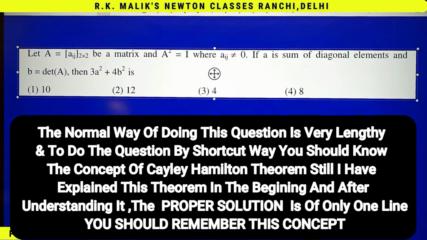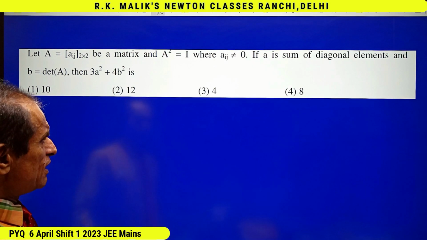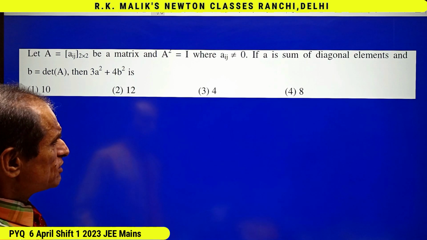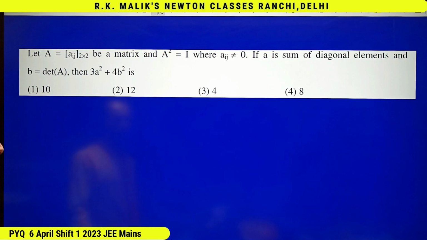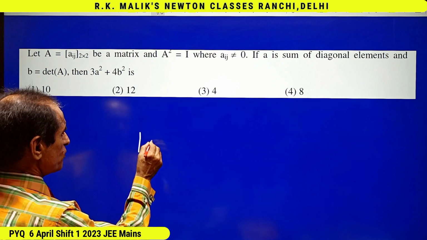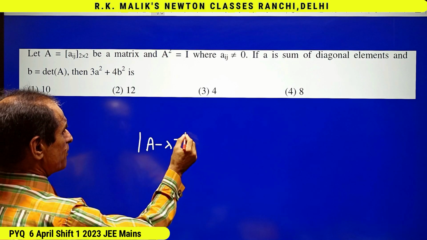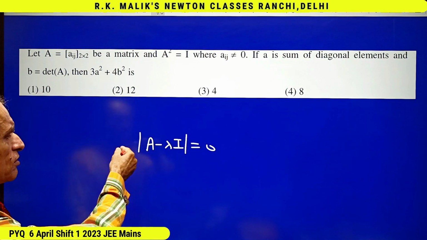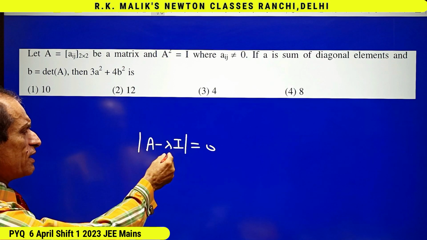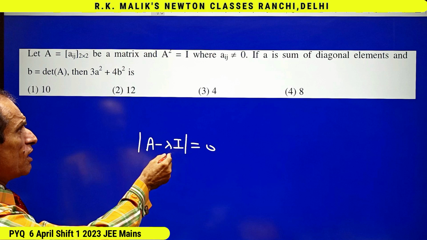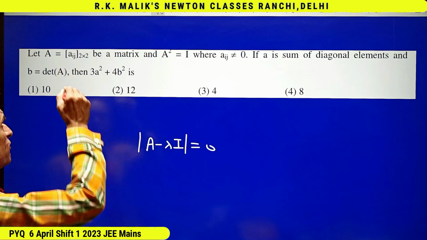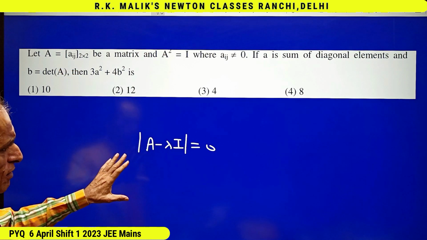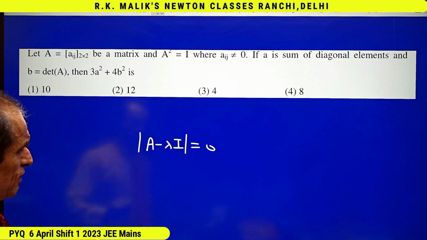First, I will tell you the concept of Cayley-Hamilton theorem. Cayley-Hamilton theorem says that every square matrix satisfies its characteristic equation, and characteristic equation is formed with the help of determinant of A minus lambda I equal 0. The equation in terms of lambda you will be getting, that equation will be called characteristic equation of the matrix A. And because presently we are dealing with 2 by 2 matrix, therefore I will explain Cayley-Hamilton theorem with the help of 2 by 2 matrix.